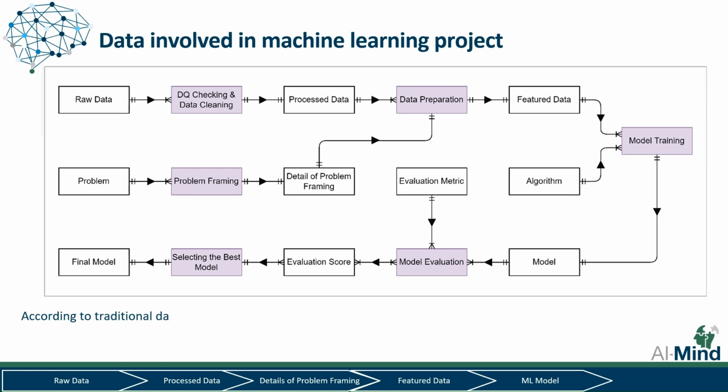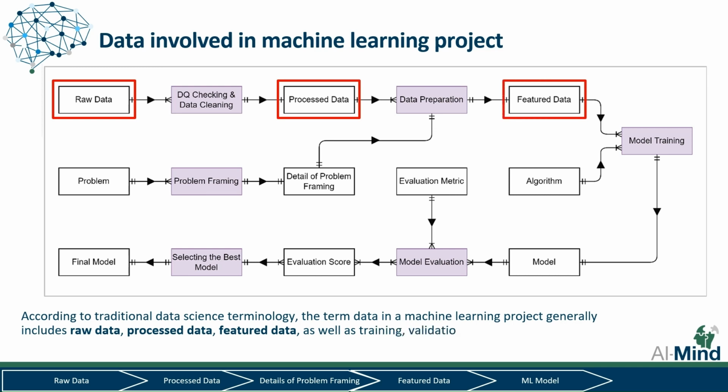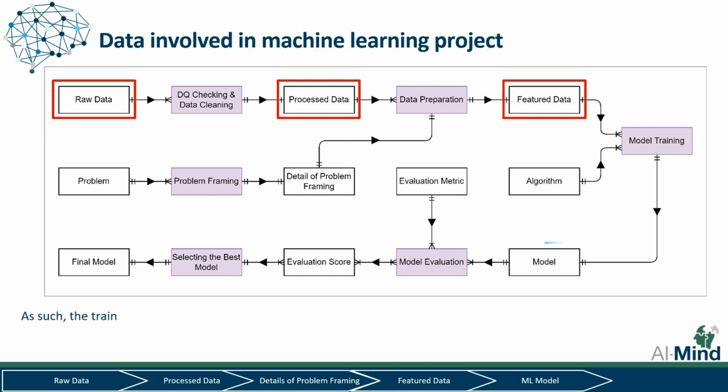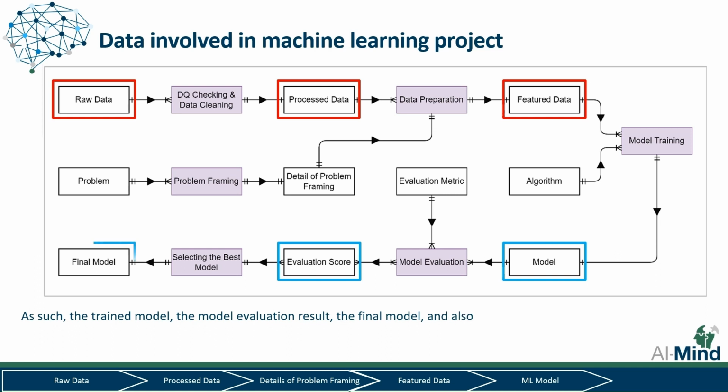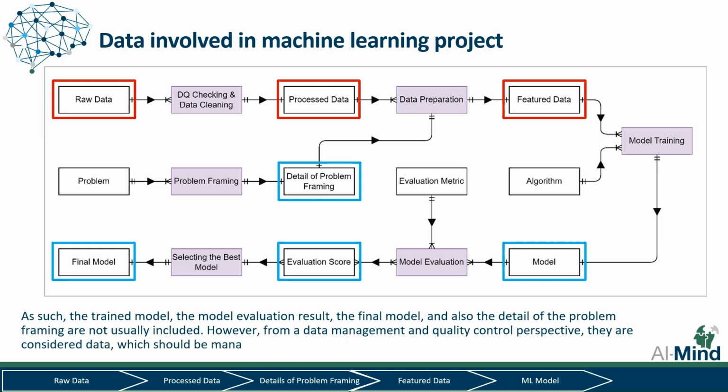According to traditional data science terminology, the term data in a machine learning project generally includes raw data, process data, featured data, as well as training, validation, and test datasets. As such, the trained model, the model evaluation result, the final model, and also the details of the problem framing are not usually included. However, from a data management and quality control perspective, they are considered data, which should be managed properly.